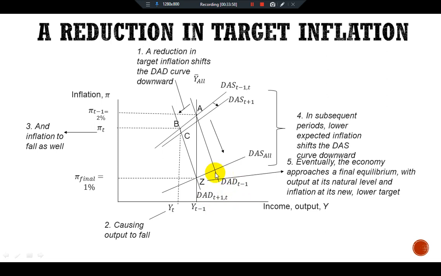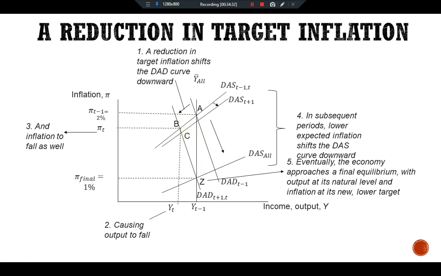Okay, we have a shift in the leftward. Initially the economy moves from point A to point B. Both inflation and output fall: we have a reduction in output and a reduction in inflation. In the subsequent period, because expected inflation falls, the dynamic aggregate supply curve shifts downward. The economy moves from point B to point C in period T plus 1.